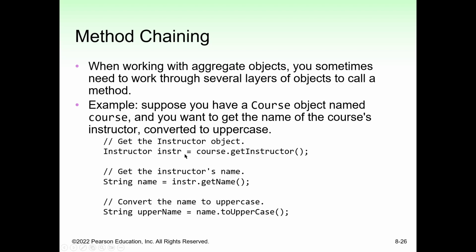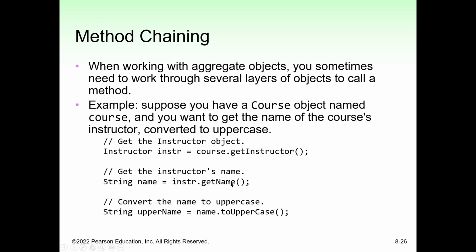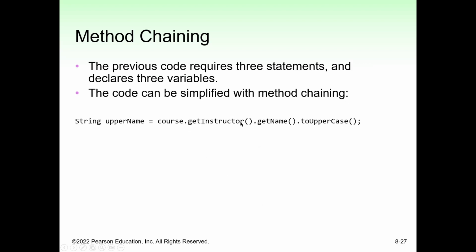But with the beauty of method chaining, we can just make it into one line. Method chaining just stands for putting one method after the other. In this case, we have a string called upperName, and it equals the object course, and then we're using getInstructor, getName, and toUpperCase. We're using all of these methods right here, but we are chaining them together.